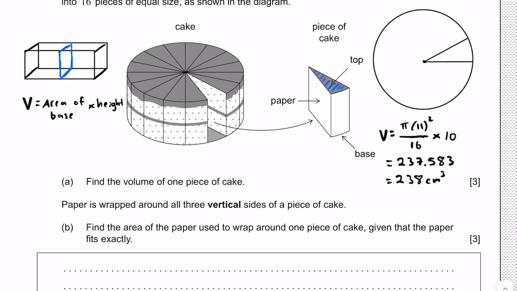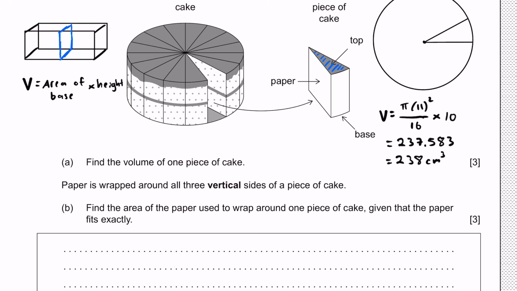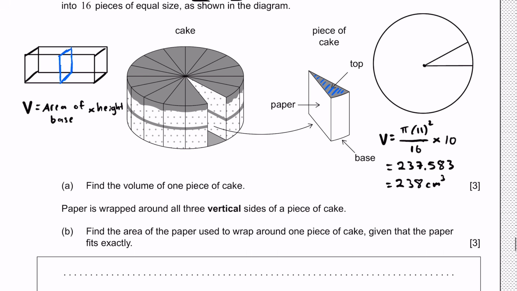Let's go on. Paper is wrapped around all 3 vertical sides of a piece of cake. Find the area of the paper used to wrap around one piece of cake, given that the paper fits exactly. Okay, so here's our piece once again.